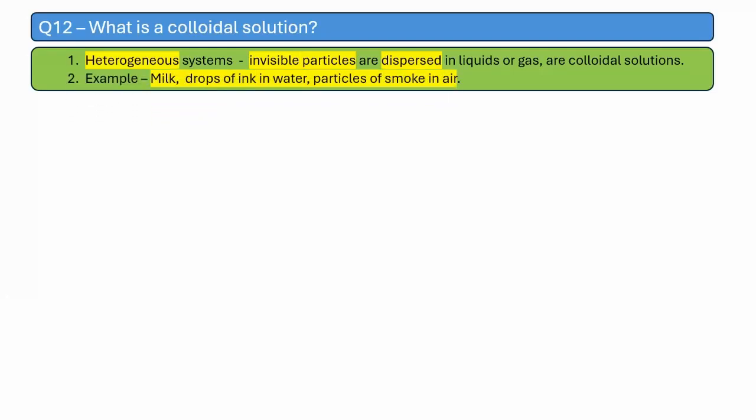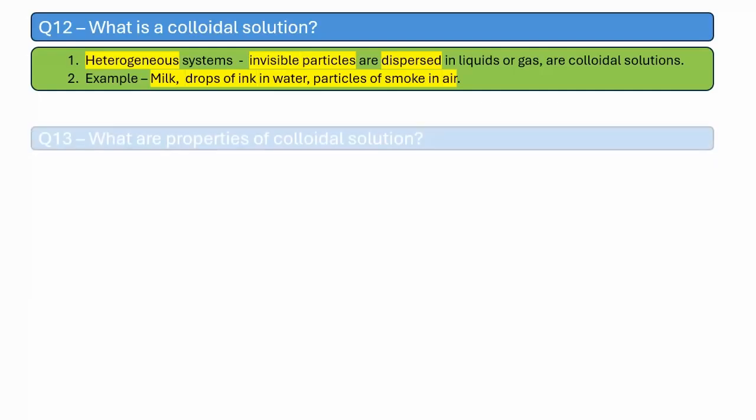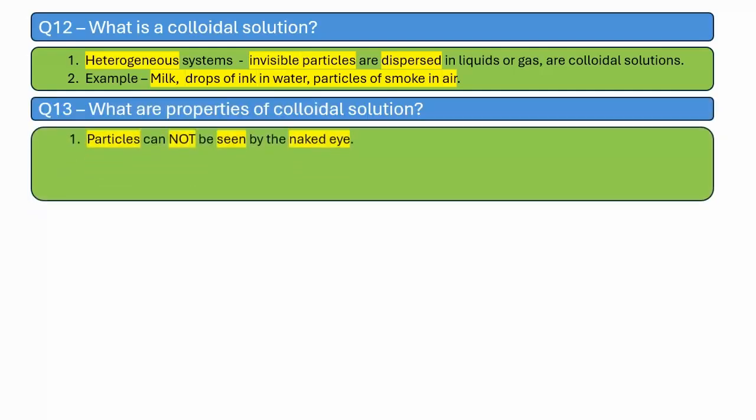For example, milk or drops of ink in water or particles of smoke in air. See, this kind of system is heterogeneous and it is somewhere between the solution and the suspension. Okay, this is the third type. It's called colloidal solution. Okay, what are the properties of colloidal solution?